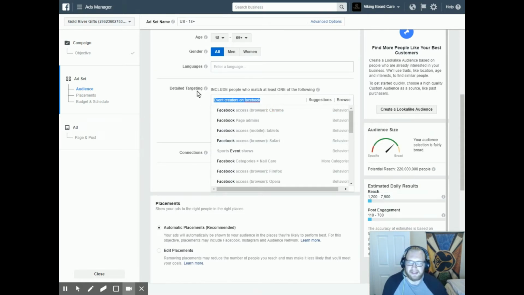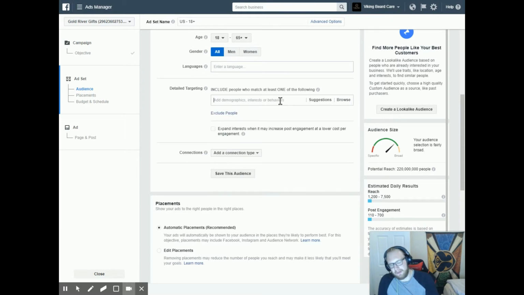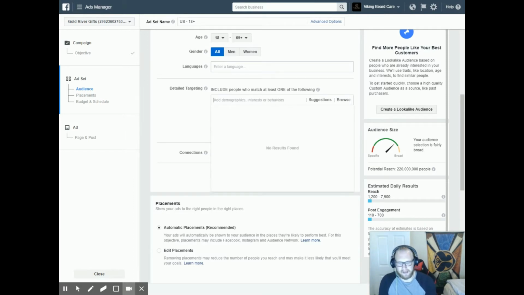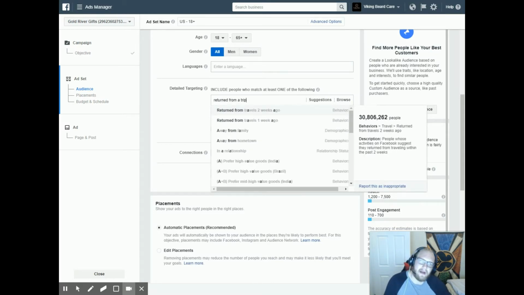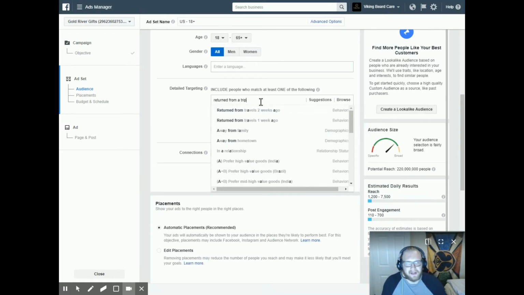But the next is number 10, which is people that traveled recently. So I believe it is returned from a trip. Yeah, returned from travels 2 weeks ago, returned from travels 1 week ago. So this is really good when it's doctors or physicians, travel agencies or airlines. Super awesome. So you can retarget them and just be like, hey, we see that you got back from a trip, so you can sell them on another trip. So that's a really good one to do.